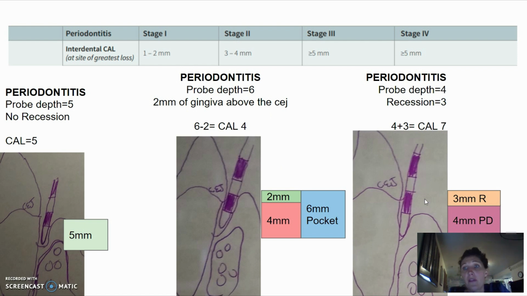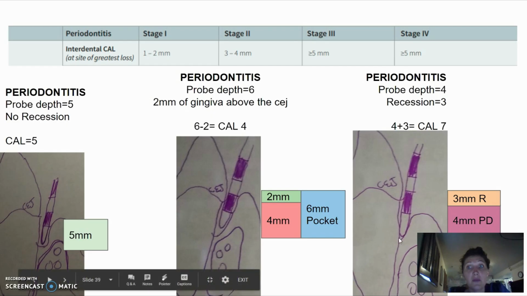Here's another example. We have our probe depth of 4 millimeters. Then we have recession. So you can see the margin is clear down here. We have exposed root surface. So our clinical attachment level is pretty far down here at 7 millimeters. That's putting us in approximately, once again, not facially, at stage 3 or 4.